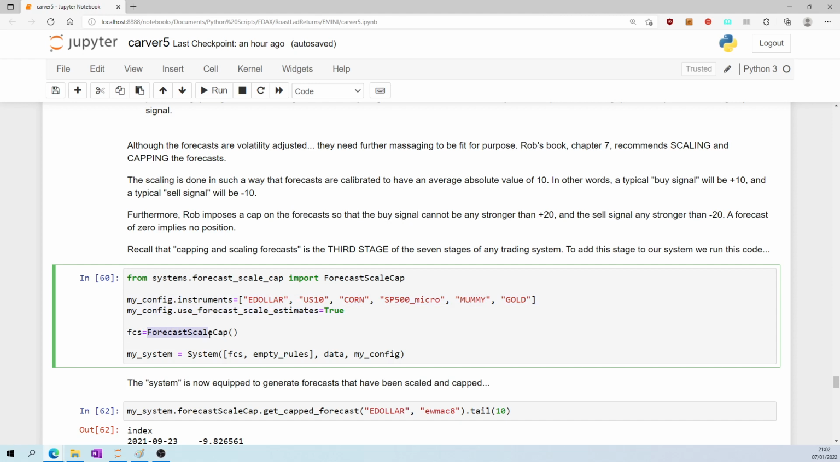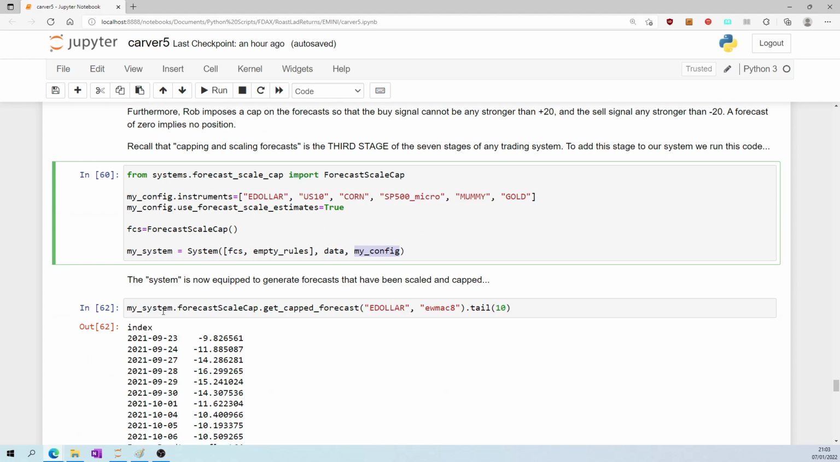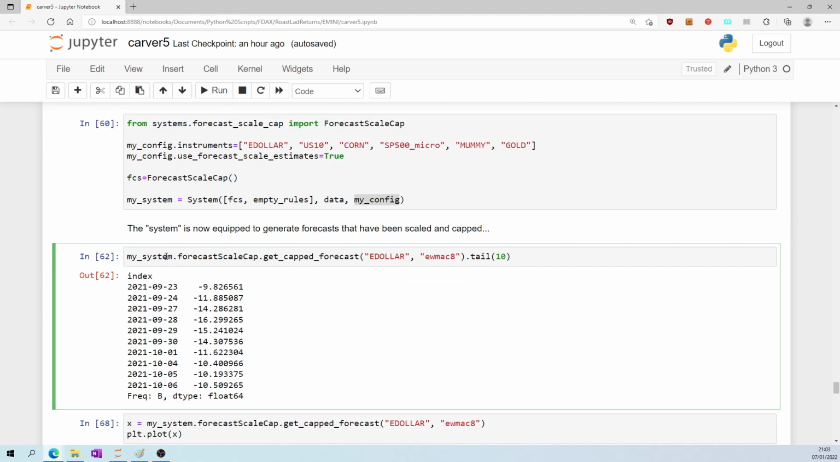FCS equals forecast scale cap. And this is the crucial bit. My system is equal to system. And now we're not only feeding that empty set of rules, but we're also feeding FCS, this additional stage of forecasting and of scaling and capping the forecasts. And as normal, we pass the data and the myconfig object. The system is now equipped to generate forecasts that have been scaled and capped. Let's test it.